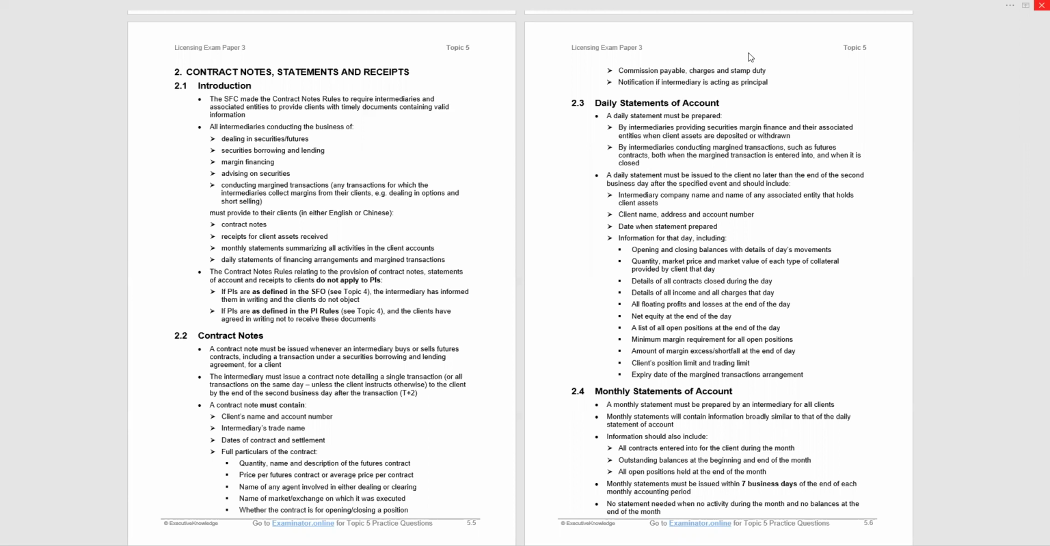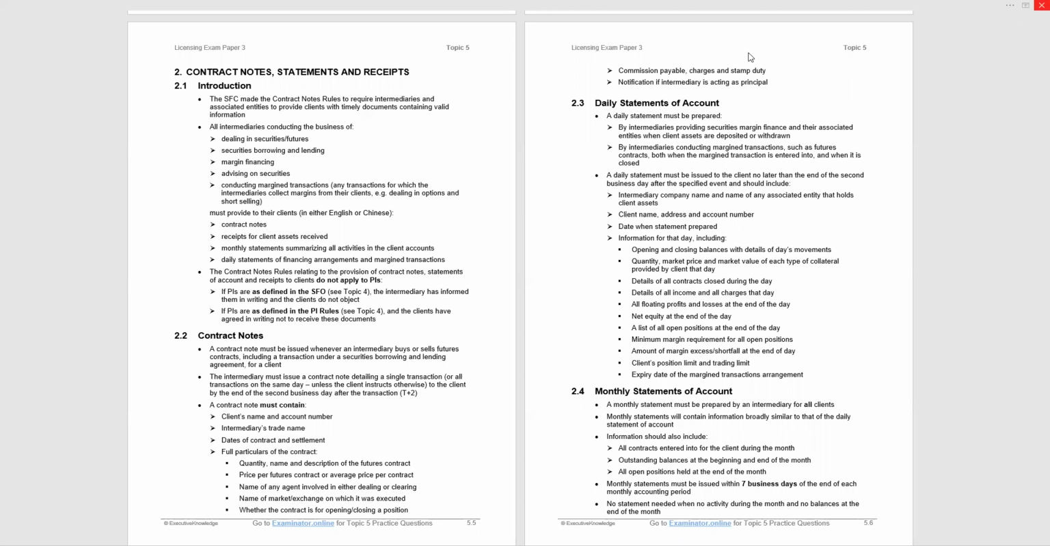As with contract notes, do I need to know all this information for going to exam? There is a chance that it could be examined. Contract note contents are more commonly examined, but daily statement of account contents could be. I'd be aware of it without memorizing it inside out. 2.4, monthly statement of account.